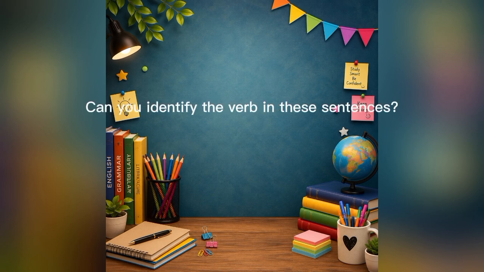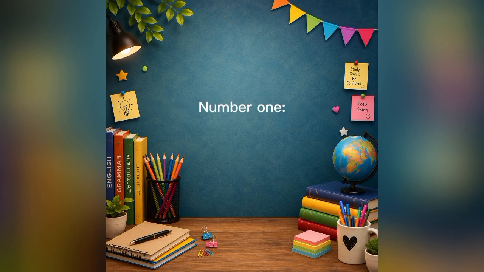Now let's practice. Can you identify the verb in these sentences? Number 1. The baby slept peacefully. The answer is slept. Number 2. Mary sings beautifully. The answer is sings. Number 3. We will travel tomorrow. The verb phrase is will travel.